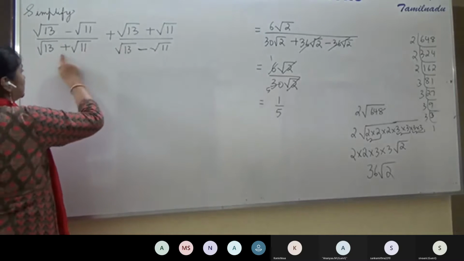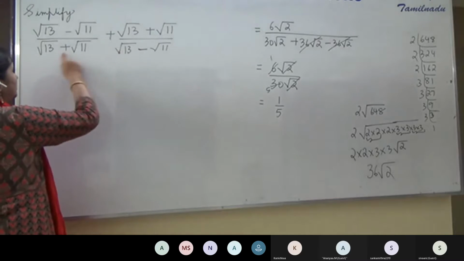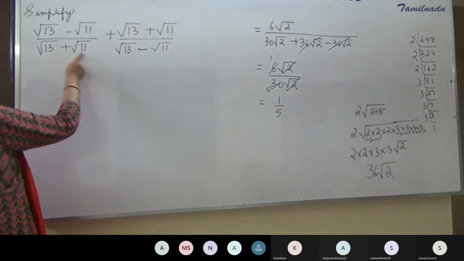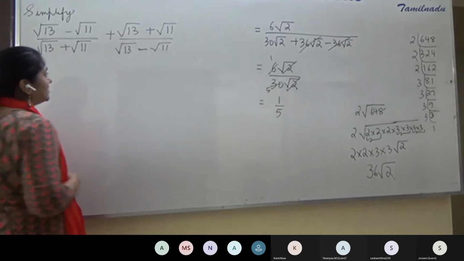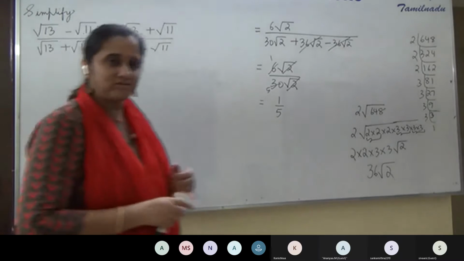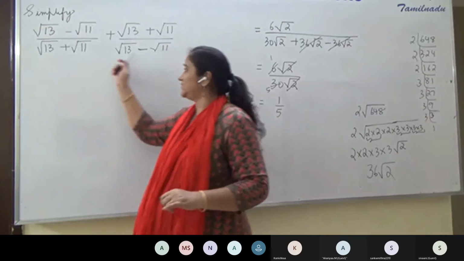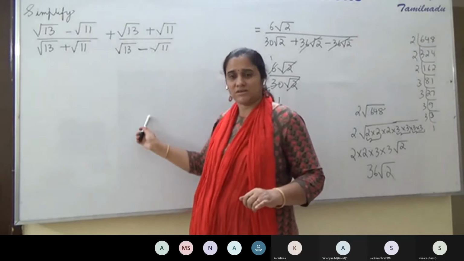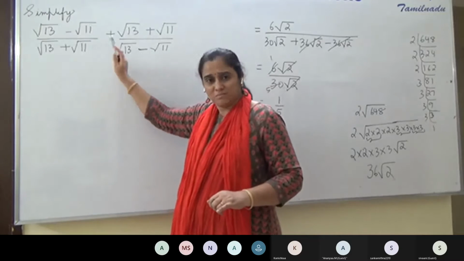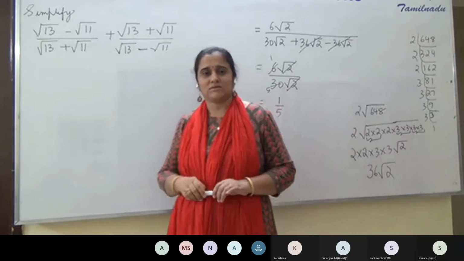The denominators are conjugates: root 13 plus root 11 and root 13 minus root 11. So method 1 is what we know so far. Work the first expression in step 1, the second in step 2, and in step 3, the answer we got in step 1 plus the answer we got in step 2 will give us the final answer.